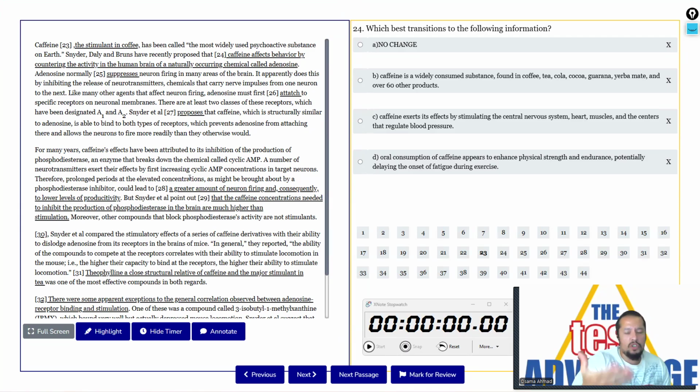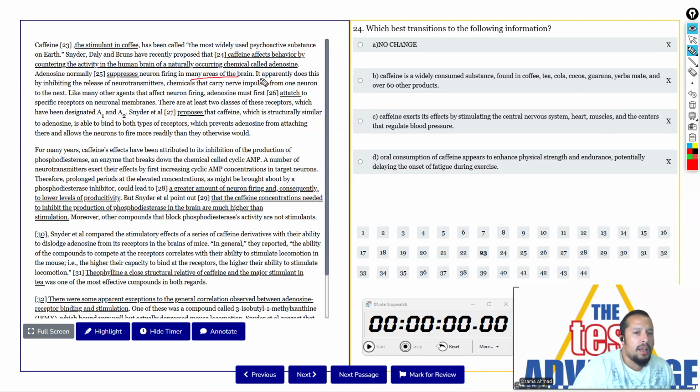How are we transitioning? We want to transition to the following information. So we need to read the following information, Mrs. Layan and Mrs. Yara. The following information tells us adenosine normally suppresses neuron firing in many areas of the brain. It apparently does this by inhibiting the release of neurotransmitters, chemicals that carry nerve impulses from one neuron to another. So we want to transition into this information.